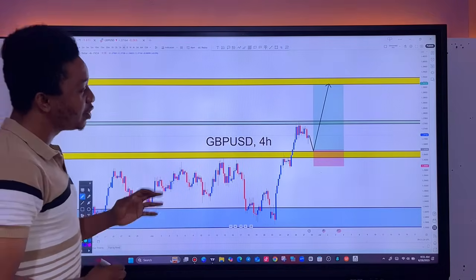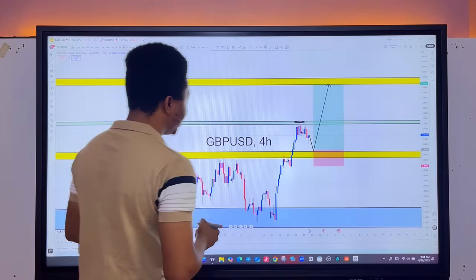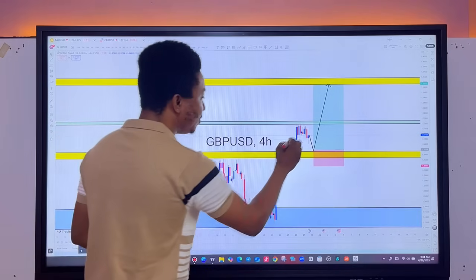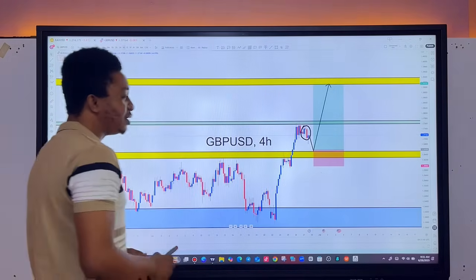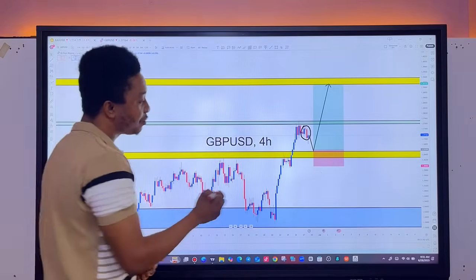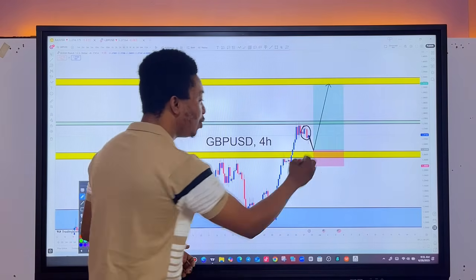Now, if you look closely at this resistance level of the daily, we can spot that price has given us an evening star candle confirmation, which means what? Price would definitely be giving us what? The higher low before what?